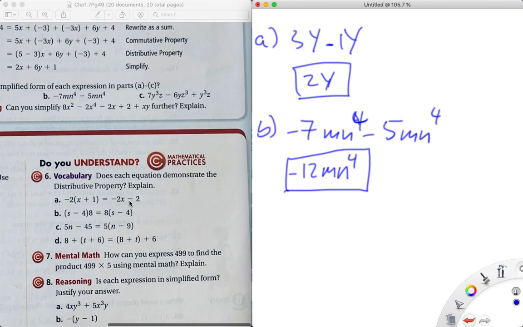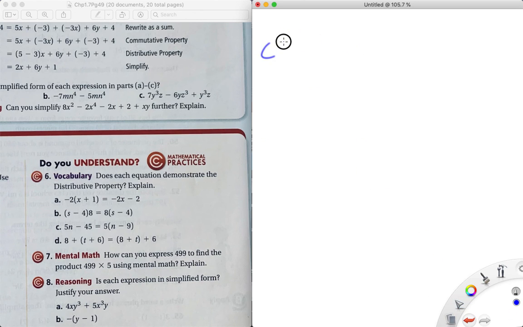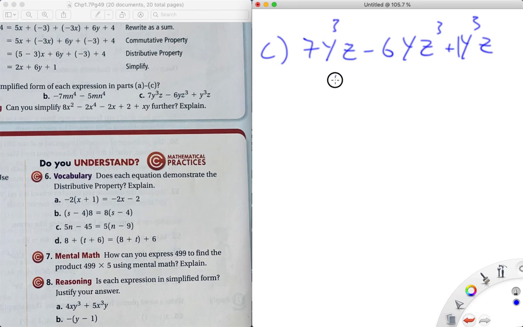Okay, and lastly, I have 7y^3z minus 6yz^3 plus y^3z. I could put a 1 in front of that one if I want to. This one has y to the third and z to the first. This one has z to the third and y to the first. So the only two like terms are the 7y^3z and the 1y^3z.